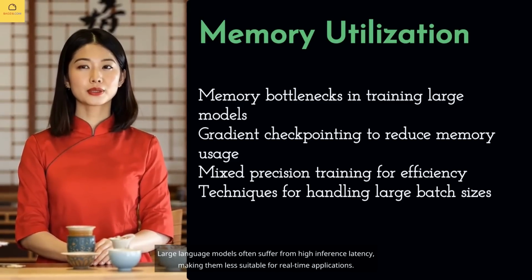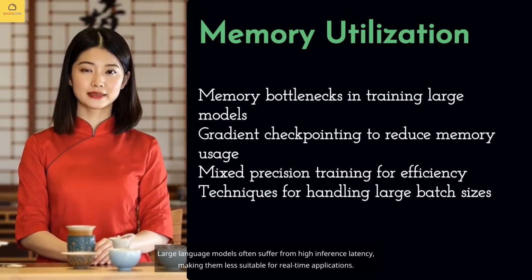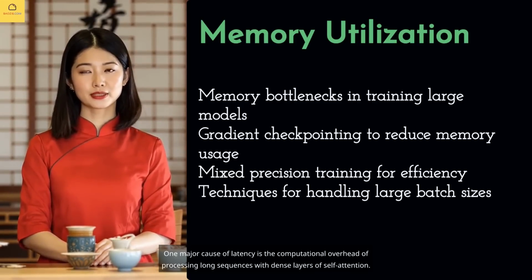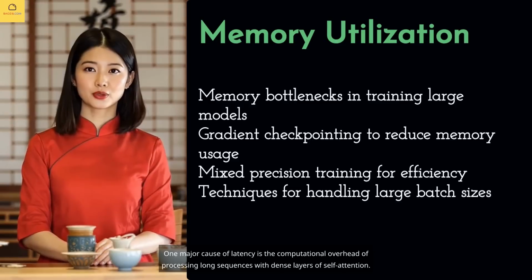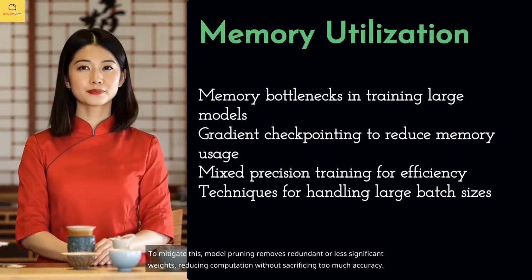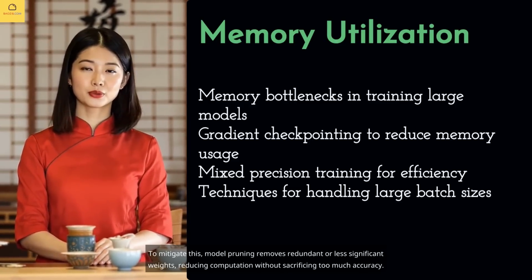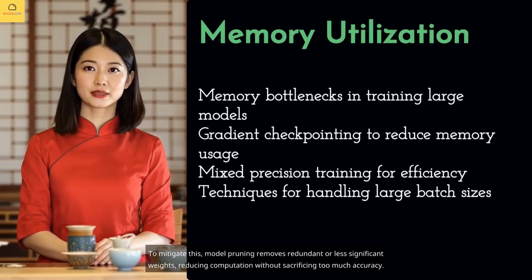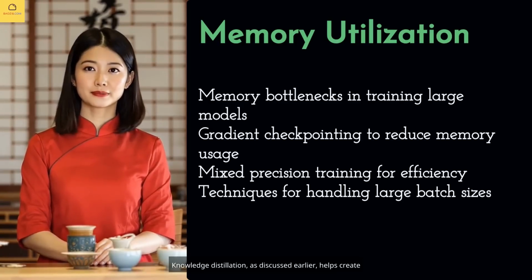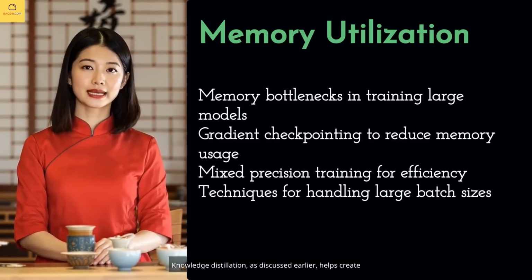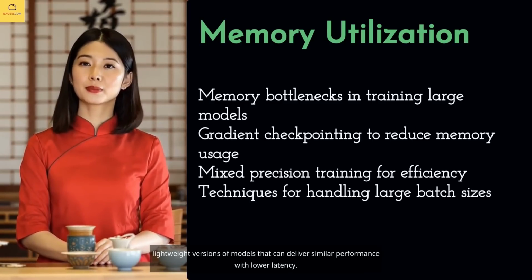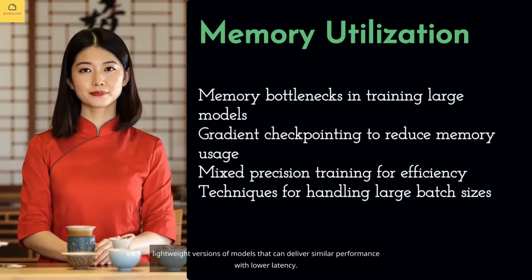Large language models often suffer from high inference latency, making them less suitable for real-time applications. One major cause of latency is the computational overhead of processing long sequences with dense layers of self-attention. To mitigate this, model pruning removes redundant or less significant weights, reducing computation without sacrificing too much accuracy. Knowledge distillation, as discussed earlier, helps create lightweight versions of models that can deliver similar performance with lower latency.